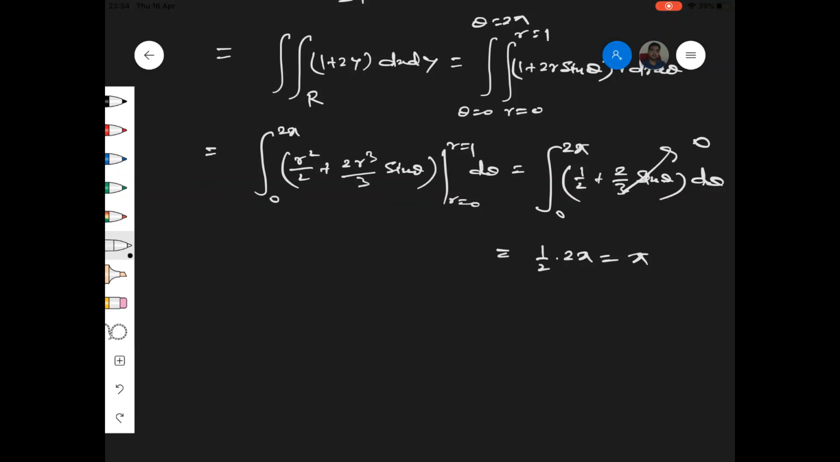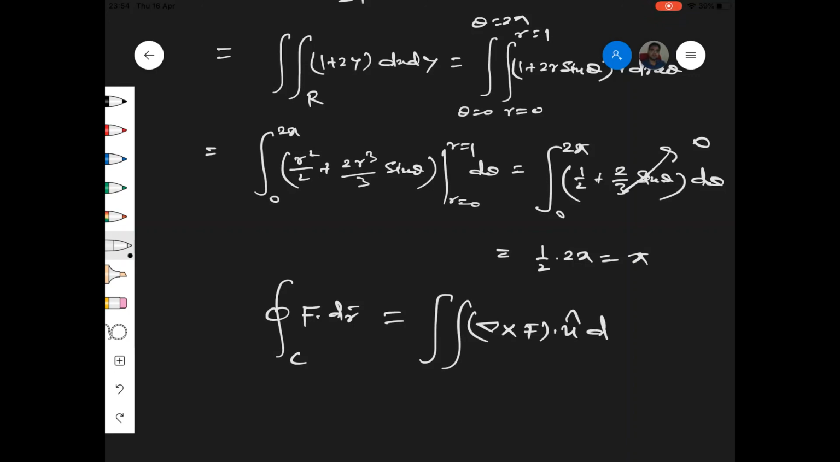So in this case, we verify that the circulation, which is the line integral of f dot dr, is equal to the normal component of del cross f and its surface integral over the surface S.